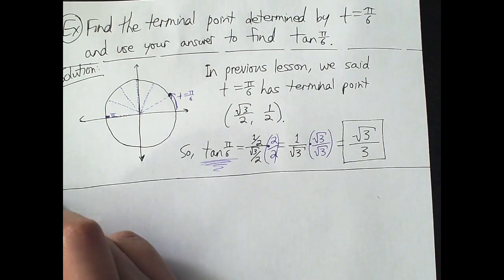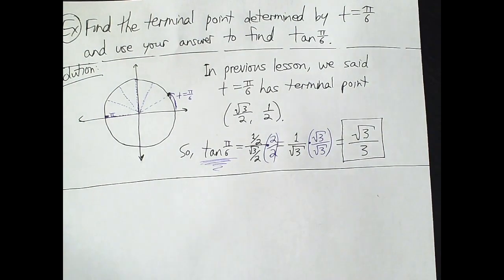So really, if you find the terminal point of a t-value, you can very quickly get sine and cosine, and you can then do maybe one or two steps and you'd find tangent. So you can find sine, cosine, and tangent if I give you a t value.